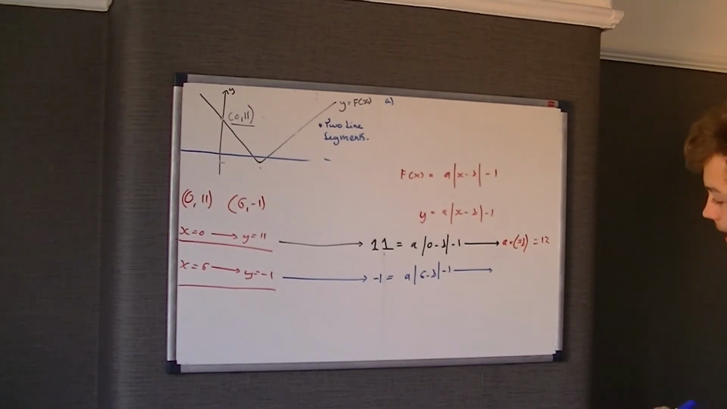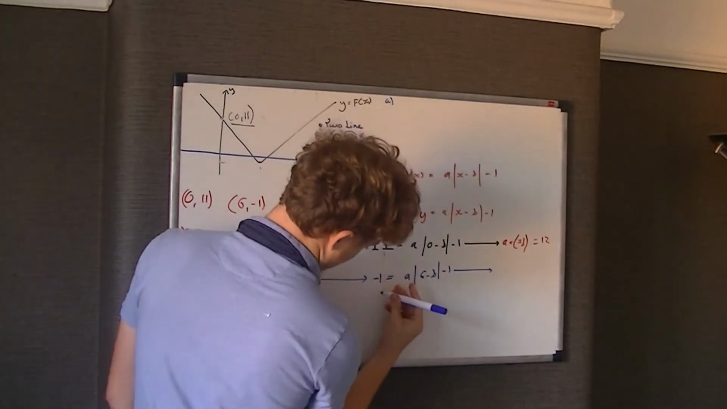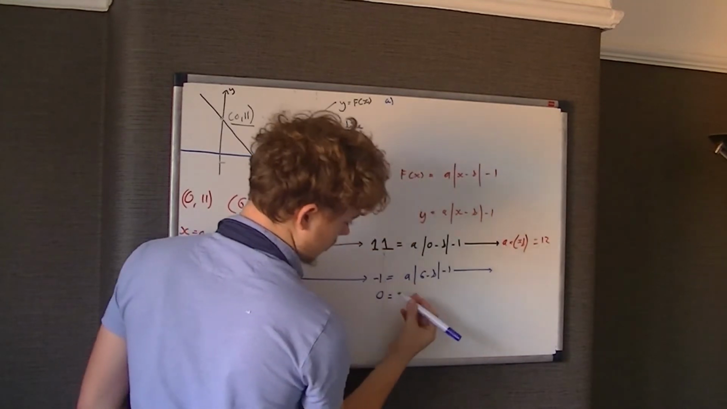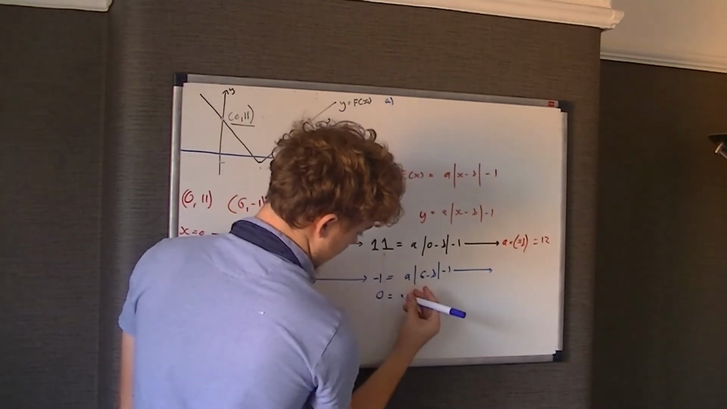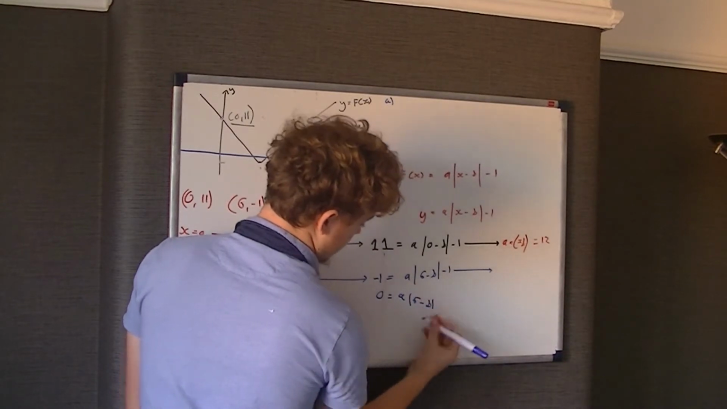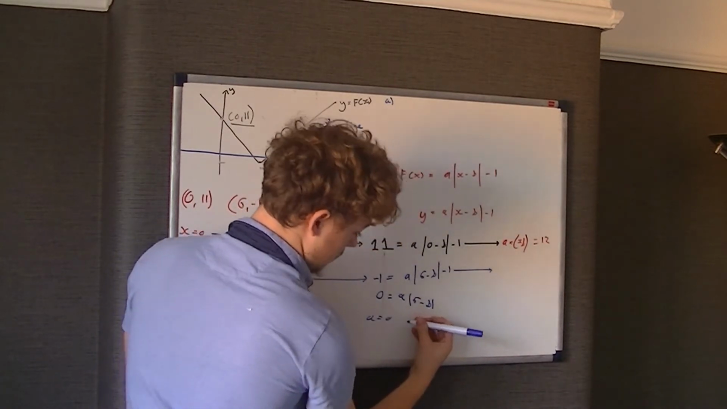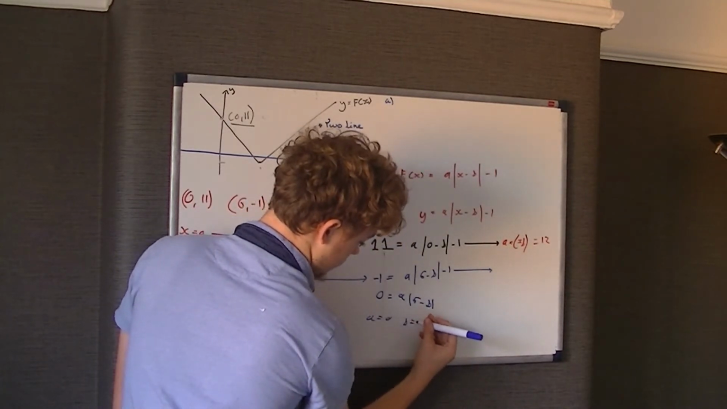Therefore, a must be 0, or 6 take b must be 0. So, rewrite this equation underneath, because I'm trying to save myself some room. So therefore, it's 0, because we moved the 1 across, is equal to a times the modulus of 6 take b. So therefore, a must equal 0, or 6 take b must equal 0, in which case b equals 6.